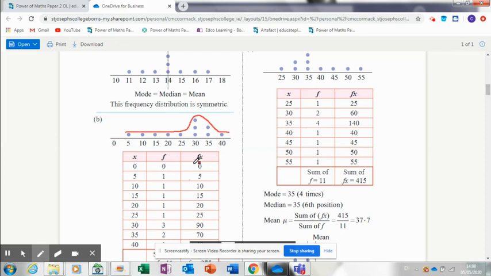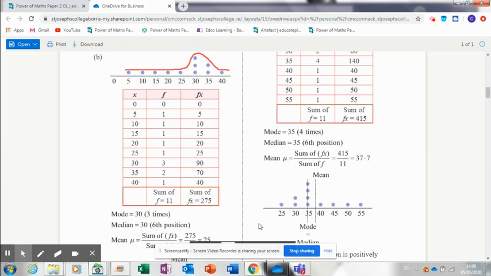Count the number of dots beside them, multiply the frequency by the variable, f times x, all the way down along, and you get the sum of the fx's is 275, the sum of the frequencies is 11. So I divide 275 by 11 and I get 25. So 25 will be my mean.